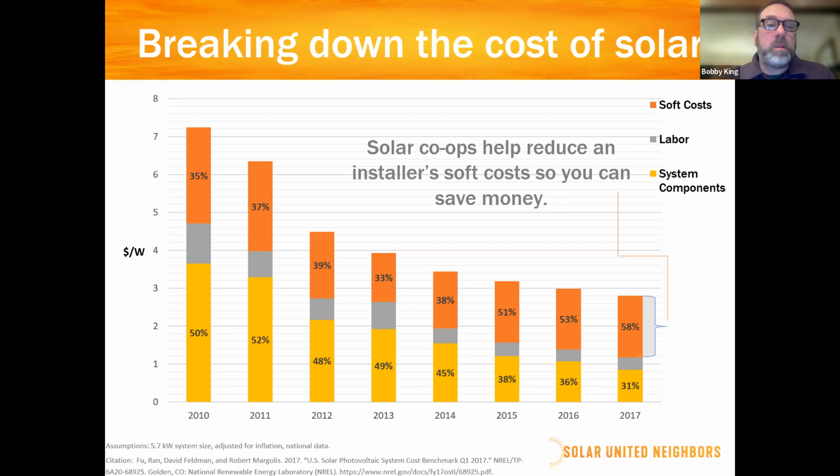The yellow is the system components. So the cost of the components have dropped dramatically as it's become standardized. More people are making them on a larger scale. They've actually become cheaper and better. The labor's gone down too as things have become standardized and the industry has strong training programs. But what hasn't gone down is the soft costs of procuring customers. So a pool of very interested customers is something that installers are very interested in.